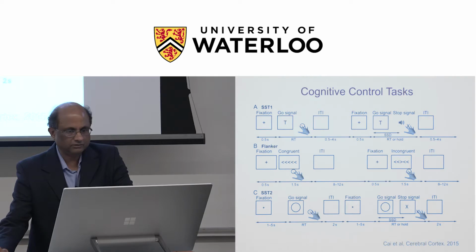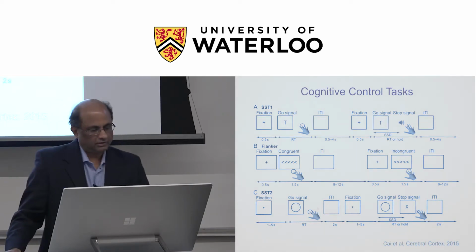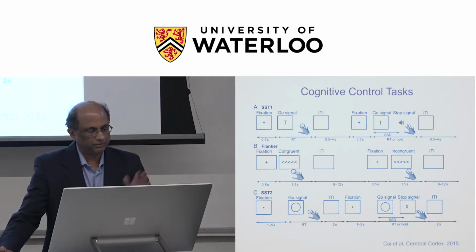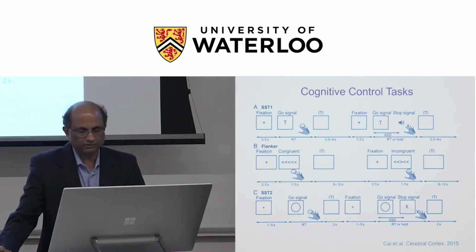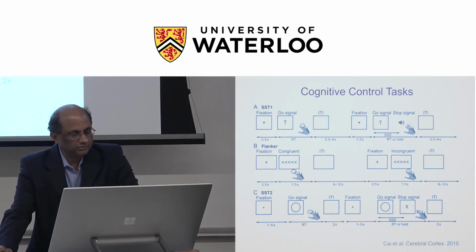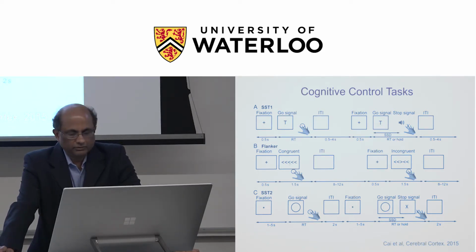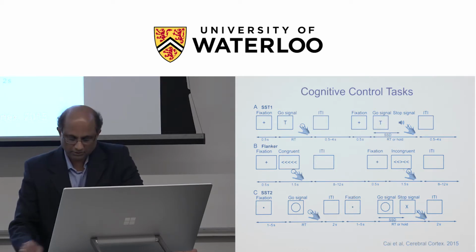And here's just kind of the extended design, the 2 different types of stop signal task, and a flanker task where you have congruent and incongruent conditions, and you have to make a response in the direction of the central arrow. And obviously this incongruent condition is more difficult. It's another canonical cognitive control task.